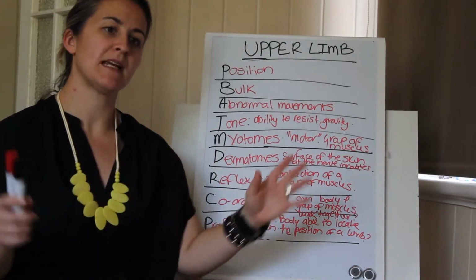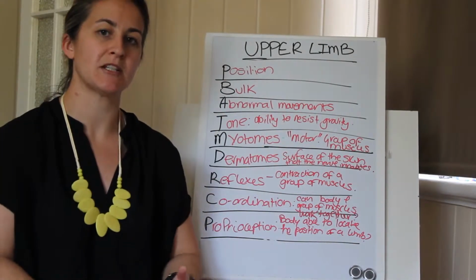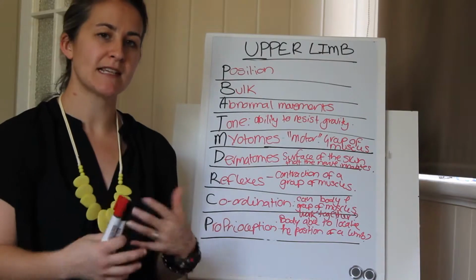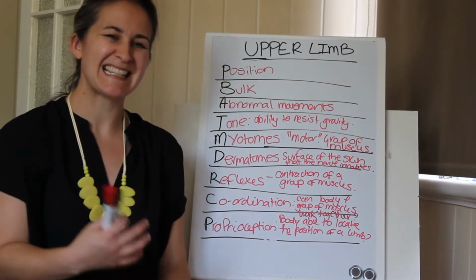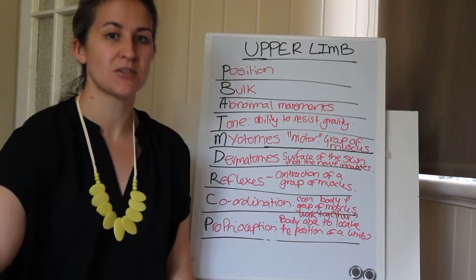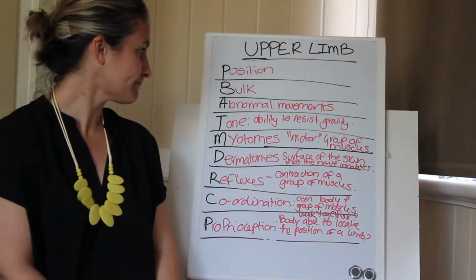The bulk. Look at the bulk of the muscles on the patient, front and back. If they've started to have wasting of a particular muscle group, we need to pick that up because that's going to give us an indicator to potentially what the injury is.